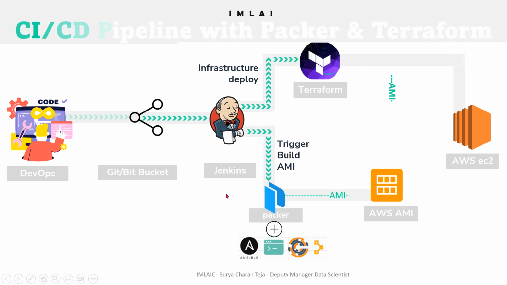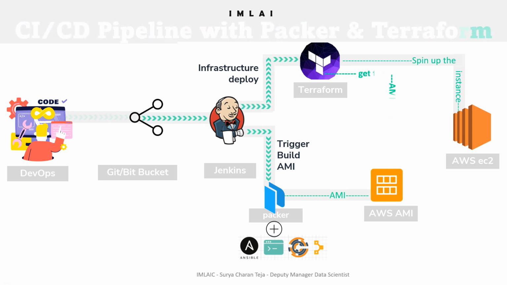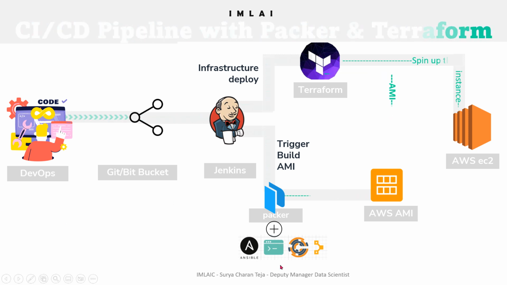So in the same example, next time you want to add more configuration features to your AWS AMI image, initially you have only the shell provisioner. Now you want to add a Chef provisioner.